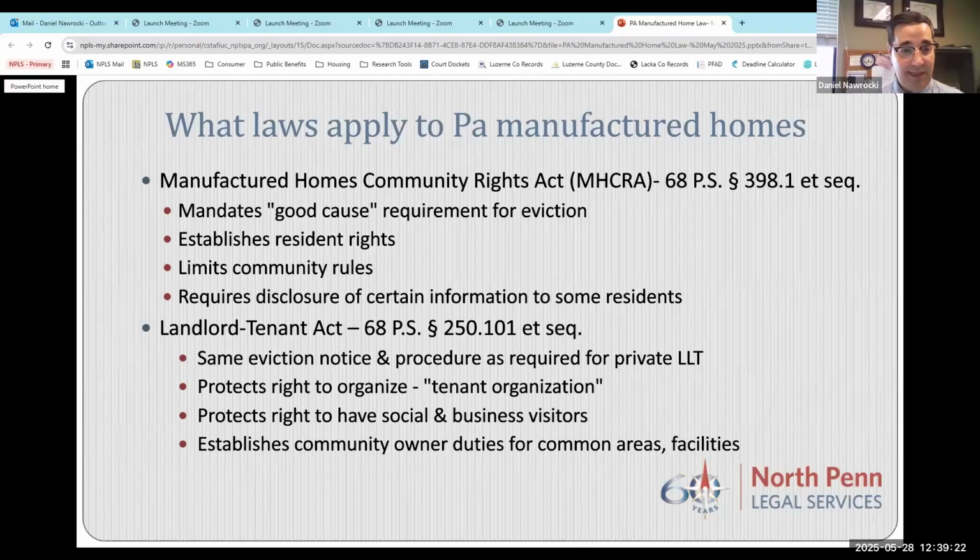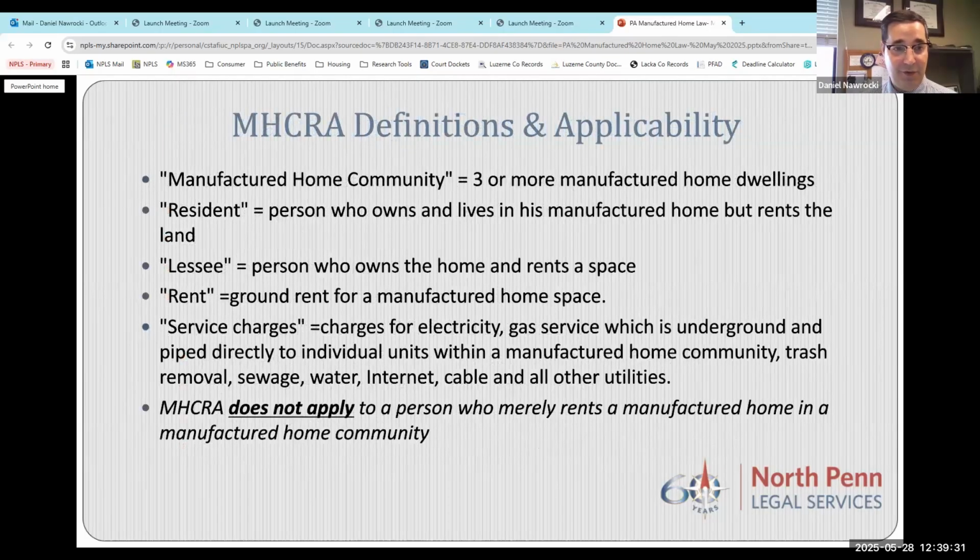It's later in time than the Landlord-Tenant Act, but the Landlord-Tenant Act also applies. And then we're going to get into the specific definitions. When you hear us throughout the presentation refer to a resident, a resident is someone who owns and lives in the manufactured home and rents the lot. So that's what the MHCRA applies to. The regular Landlord-Tenant Act will apply to any tenant residing in a manufactured home park, but all of these additional laws that we're going to talk about today that fall under the MHCRA apply only to residents, who are people who own the home and rent the lot.